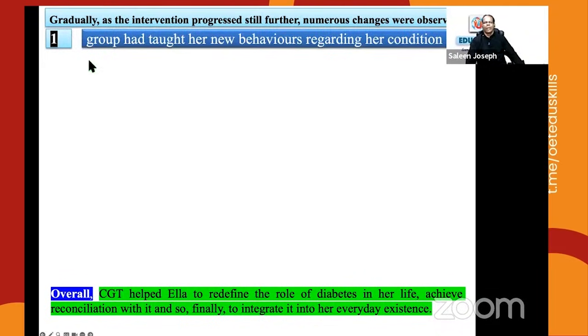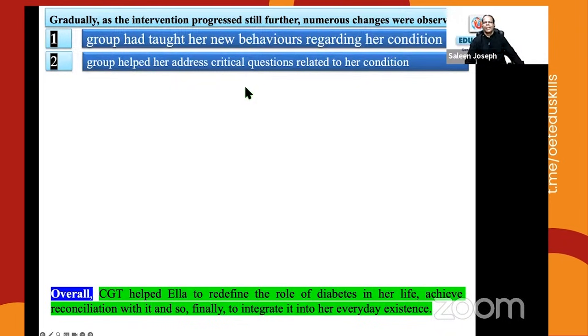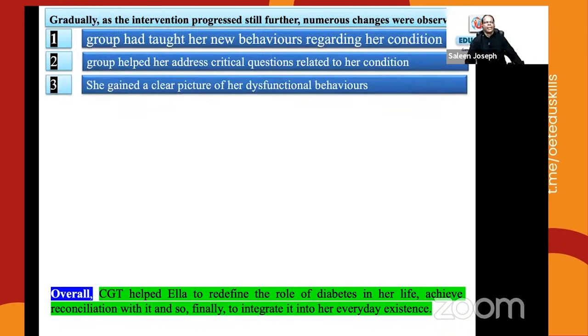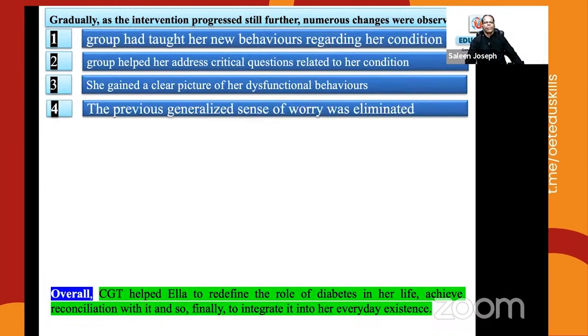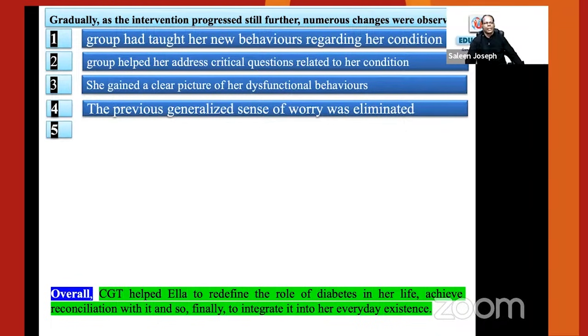Change number 1. In this paragraph, it is given, I am putting it in numbers. 1. Group had taught her new behaviors regarding her condition. 2. Group helped her address critical questions related to her condition. 3. She gained a clear picture of her dysfunctional behaviors. Change number 4. The previous generalized sense of worry was eliminated.